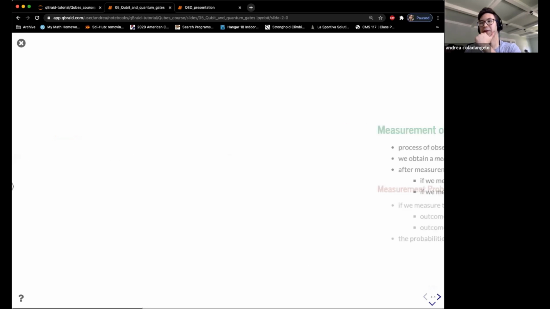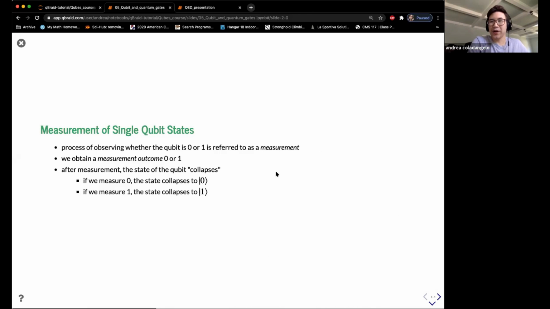Alpha 0 plus beta 1. Okay, so now what about measuring single qubit states? The process of observing whether the qubit is actually in the 0 state or the 1 state is referred to as a measurement.